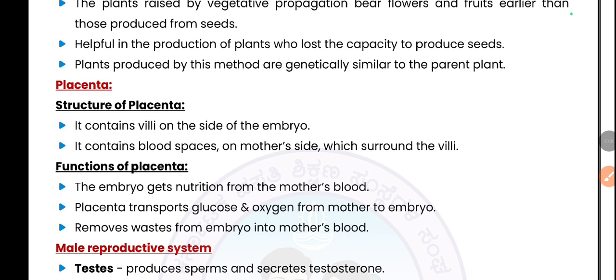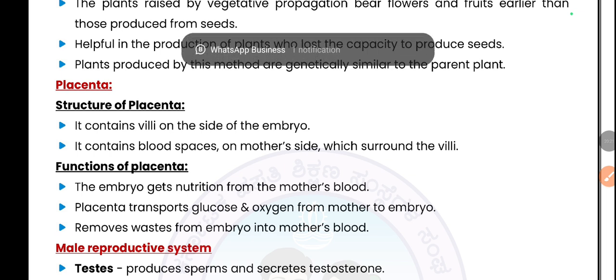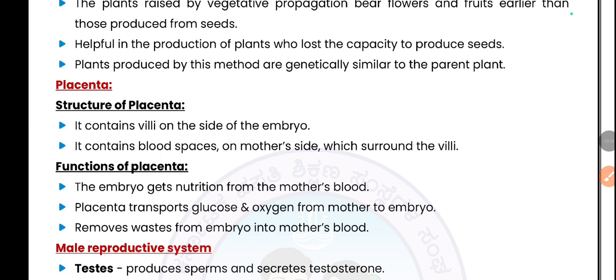plant. Placenta, structure of placenta: it contains villi on the side of the embryo. It contains blood spaces on the mother's side which are surrounded by villi. Function of placenta: the embryo gets nutrition from the mother's blood. The placenta transports glucose and oxygen from mother to embryo, and removes waste from the embryo into the mother's blood.